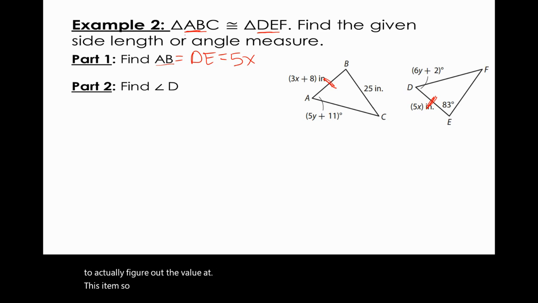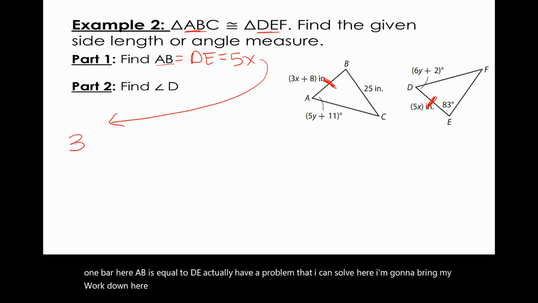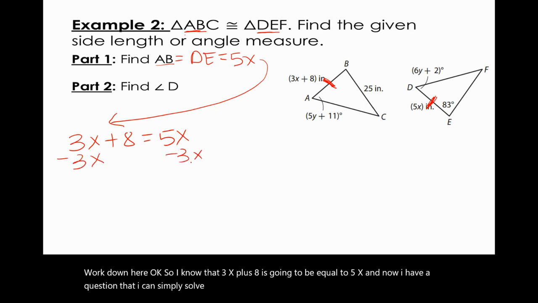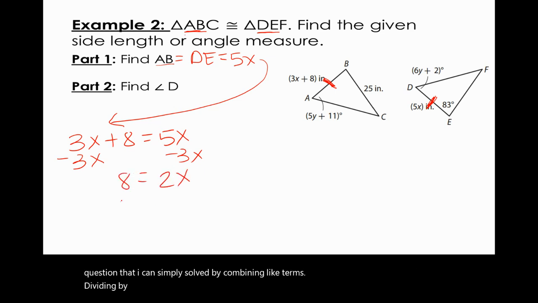So I don't want to just put 5x or 3x plus 8. What I do know is since they both have that one bar here, AB is equal to DE, I actually have a problem that I can solve. I'm going to bring my work down here. So I know that 3x plus 8 is going to be equal to 5x. And now I have a question that I can simply solve by combining like terms and dividing by 2 on both sides. And I will get 4 equals x, or x equals 4.